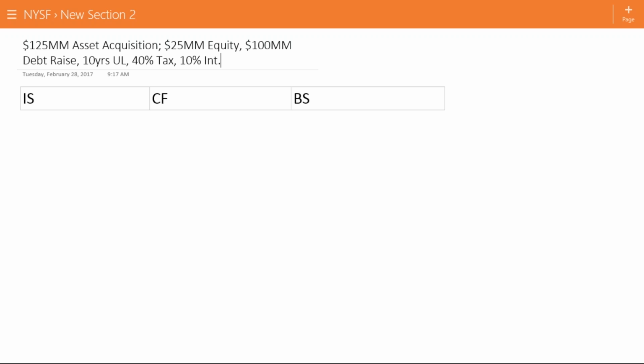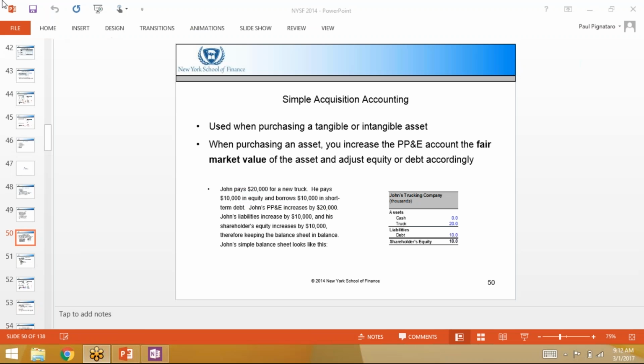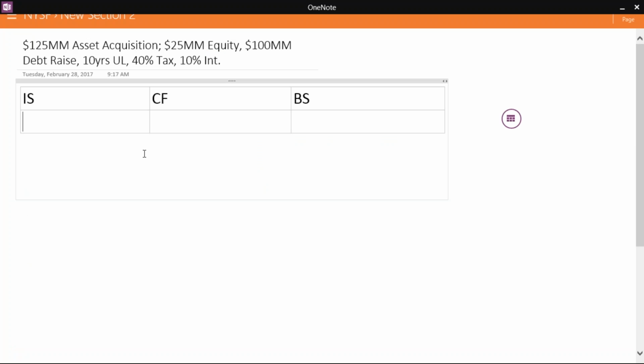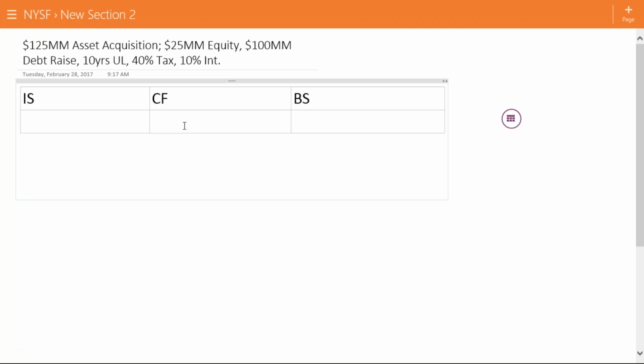So take a few minutes. Let's see how fast you can do it, and then we'll go through it together. I want to start kind of going through this. So if you have $25 million in equity, real simple. You guys know what the movements are?